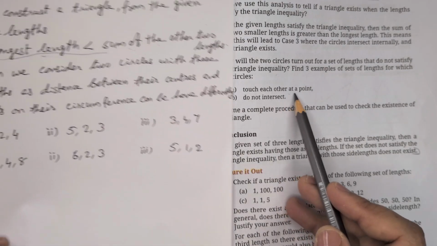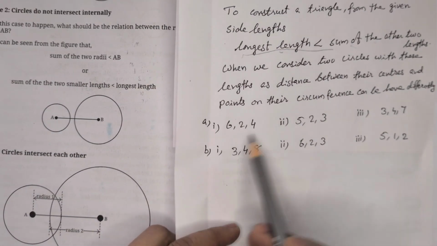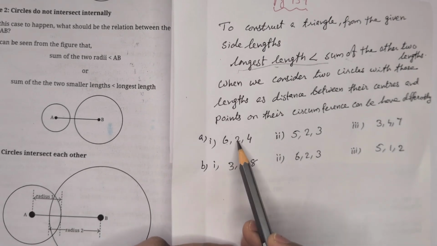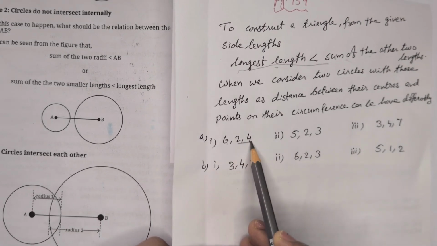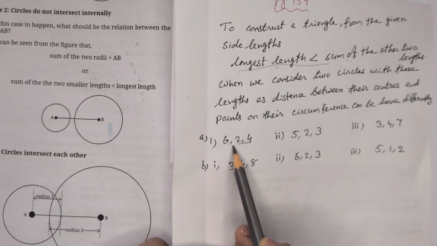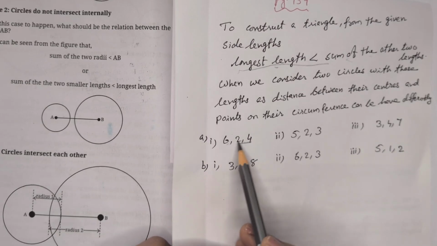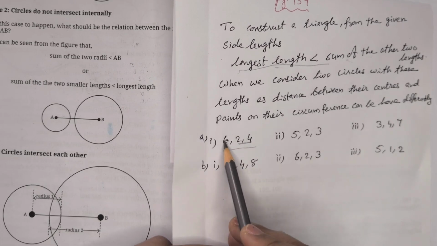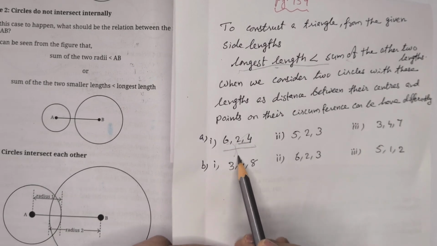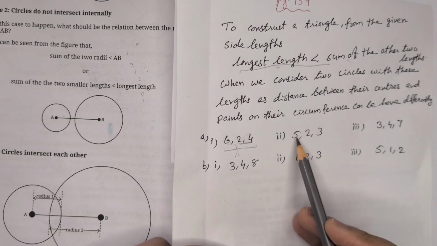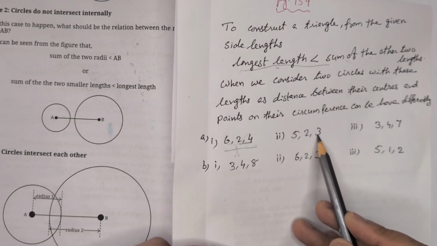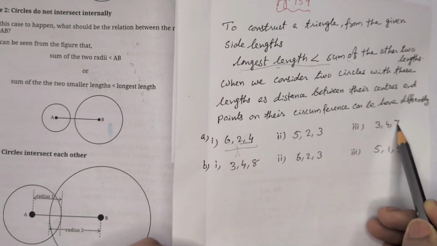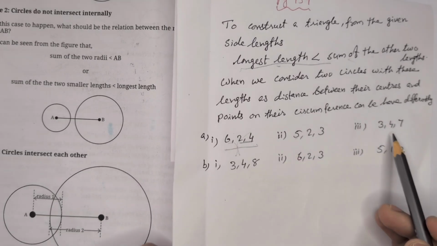Now, just to touch each other, if you are taking 3 examples, you can take any numbers like this. If you are taking 6, 2, 4: 2 plus 4 is 6. So it is coming out touching each other. If you draw a line segment of 6 centimeters, and from one end draw an arc of 2 centimeters, and from the other end an arc of 4 centimeters, they will touch each other. In the same way 5, 2, 3: 2 plus 3 is 5. Here 3 plus 4 is 7, the other number 7. So you can take any numbers like that.